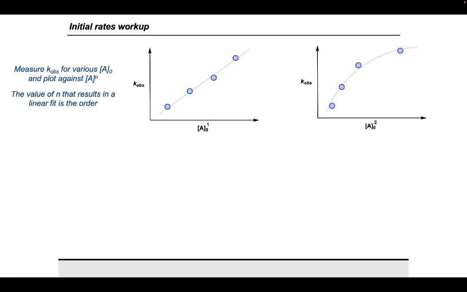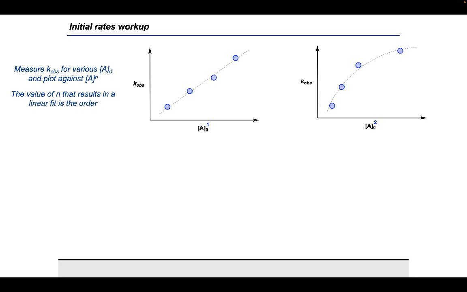Now, what we can do is generate a plot that expresses the observed rate constant against the initial concentration of the component we're interested in identifying the order of, in this case A, and we'd like to raise that to different powers. The idea here is that we can manipulate the identity of the power n that then results in a linear relationship between the observed rate constant and the concentration of, in this case, A. Now, the value of n that results in a linear relationship is the order in component A.